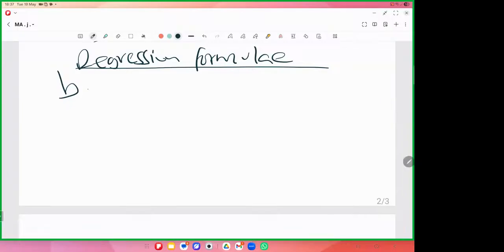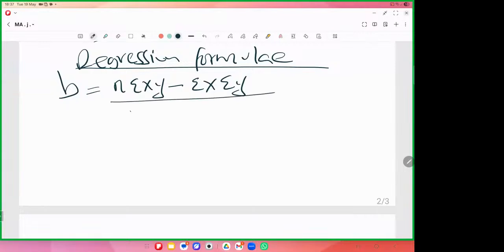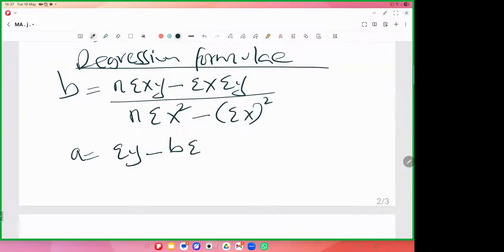So to get this B, we normally take n summations of xy minus sum of x, sum of y, all over n summations of x squared minus bracket sum of x squared. And then to get A, ladies and gentlemen, we take sum of y minus b sum of x, all over n. That's how we get the value of A.